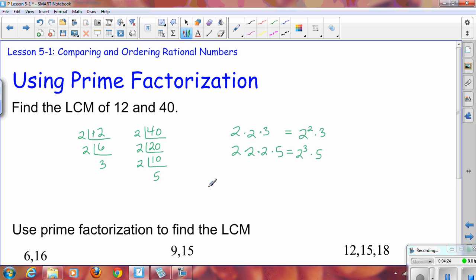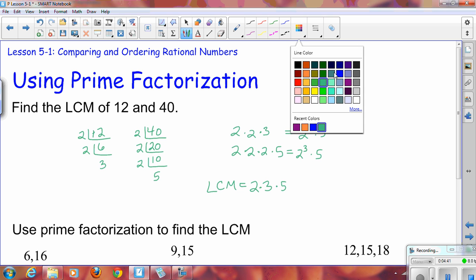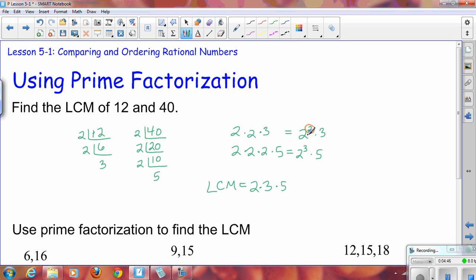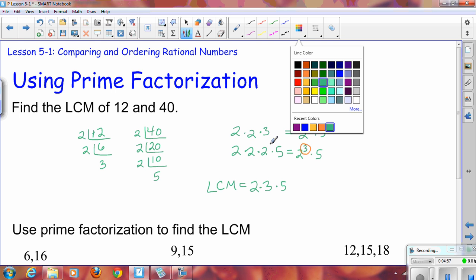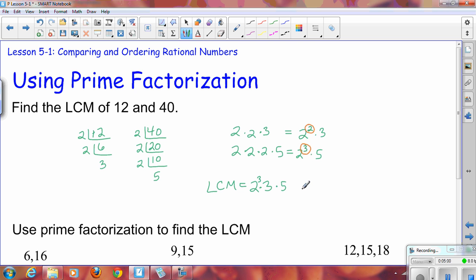Now, at this point, we're going to say the LCM is, and then we write each factor that shows up ever. So 2 shows up, 3 shows up, and 5 shows up. However, if you'll notice, 2 shows up 2 times here and 3 times here. So for the least common multiple, we take the largest exponent. So that would be the 3. And so that means that it is 2 cubed times 3 times 5.